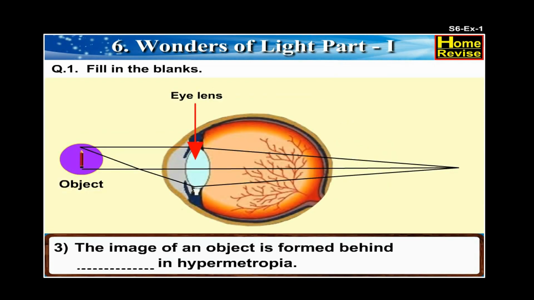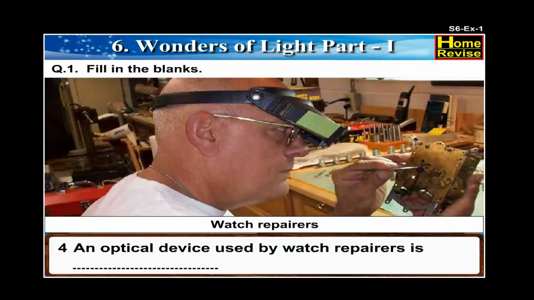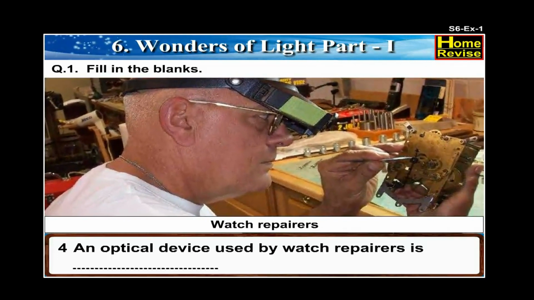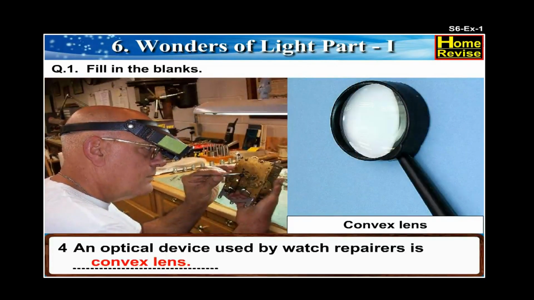3. The image of an object is formed behind dash in hypermetropia. The answer is the image of an object is formed behind retina in hypermetropia. 4. An optical device used by watch repairers is dash. The answer is an optical device used by watch repairers is convex lens.